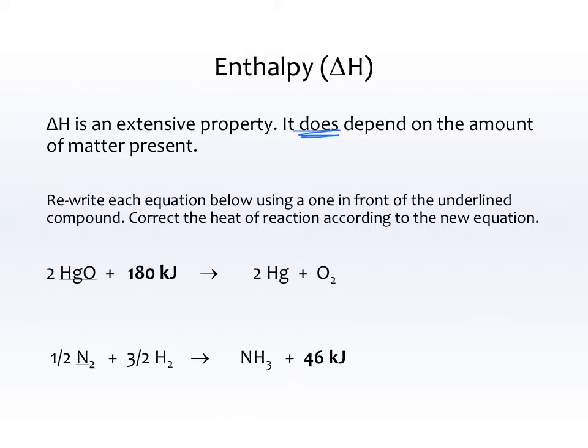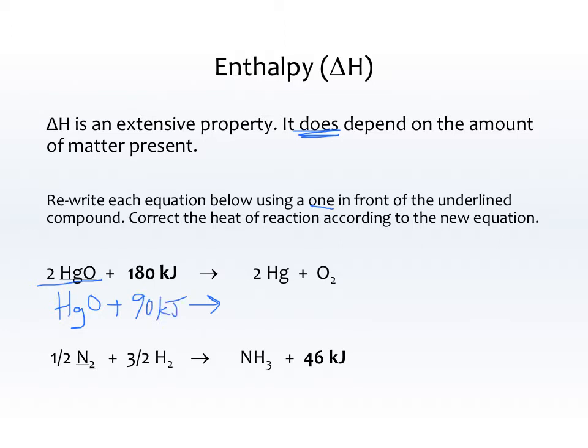So in our next examples, we're going to rewrite each equation using a 1 in front of the underlying compound, and then we're going to correct the heat of reaction according to the new equation. So see here that this is 2HgO. So if we make this 1HgO, then we're cutting the mercury oxide in half. So then, to keep all the ratios the same, we would also need to cut the 180 kilojoules in half.